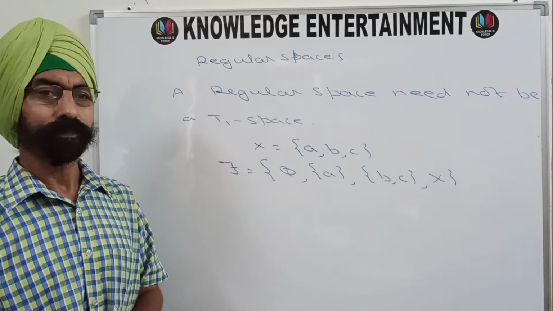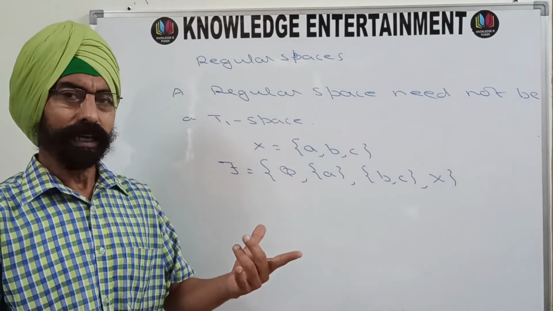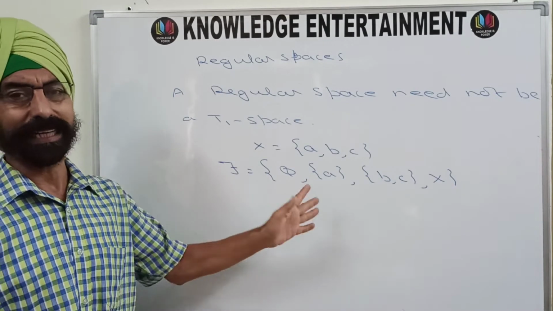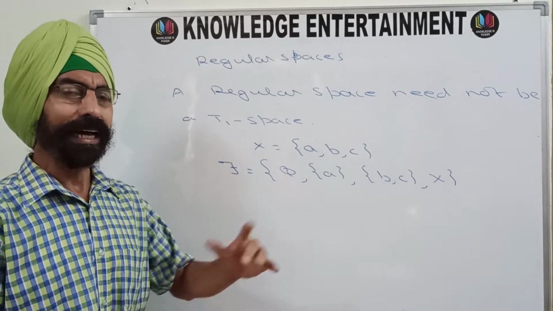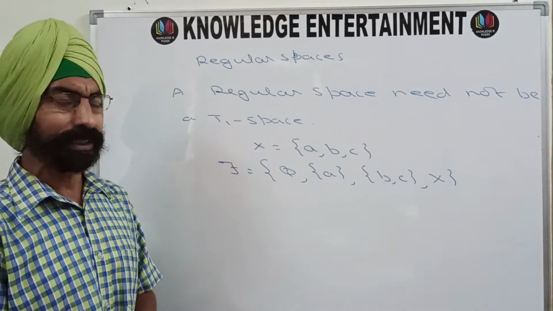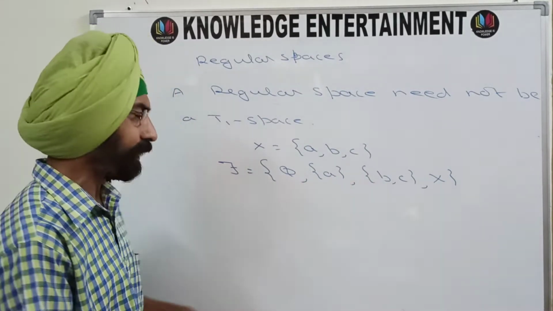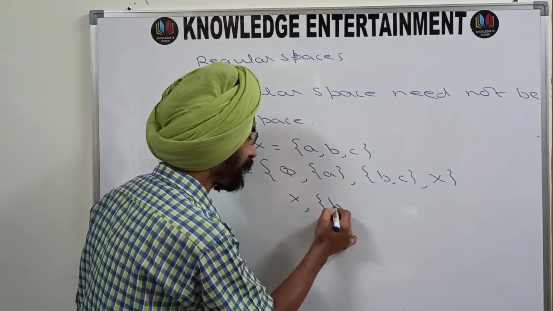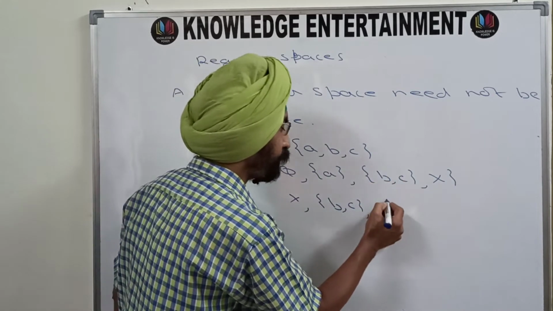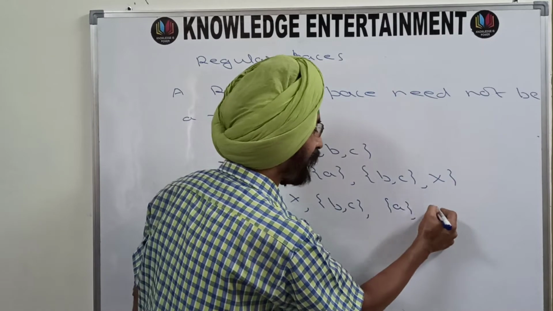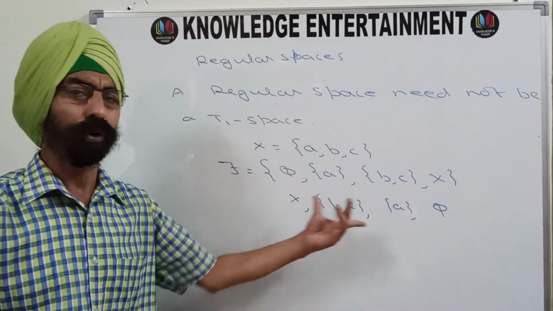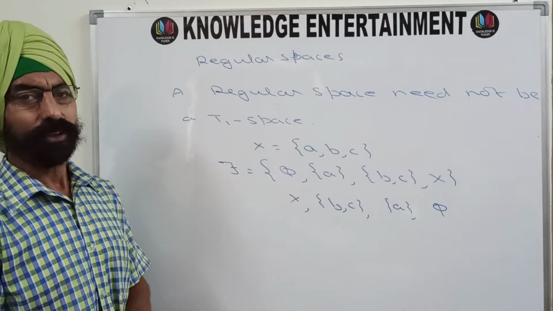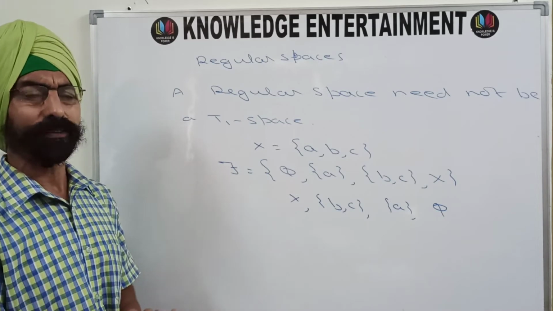Why? How? So here, if I am going to prove that this is a regular space, I will have to take one closed set from this set. So here the closed sets are: complement of phi is X, complement of A is the set containing 2 points B and C, complement of BC is A, and complement of X is phi. So these are the four closed sets. Whatever closed sets you want to have, you have.